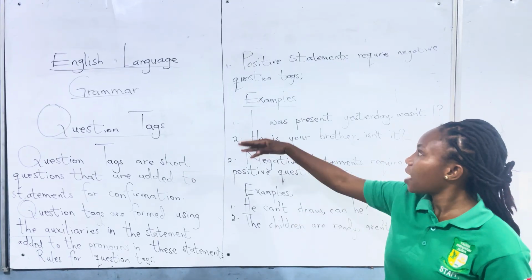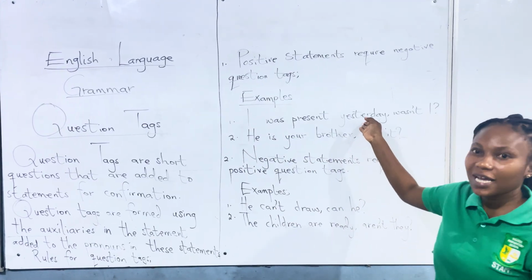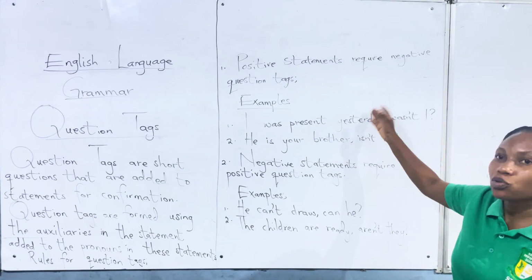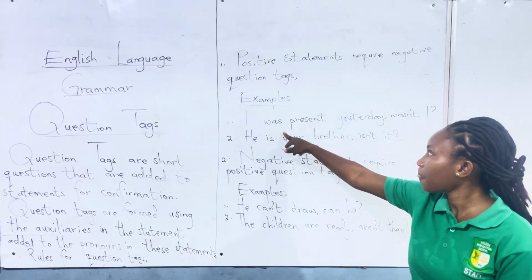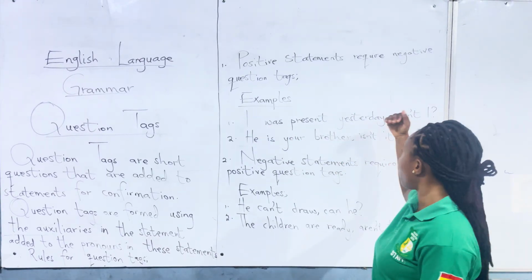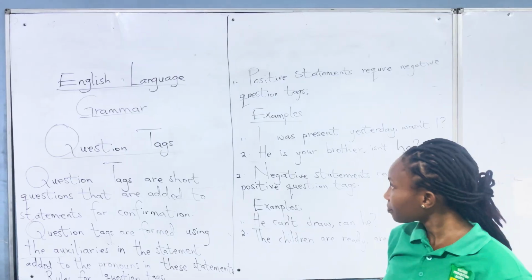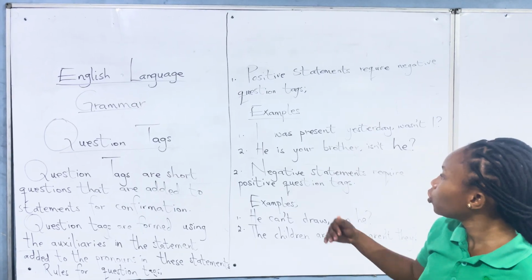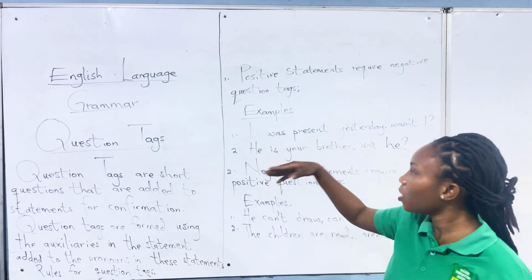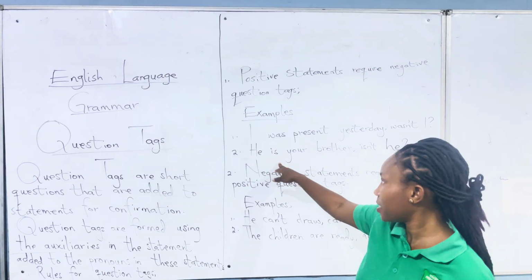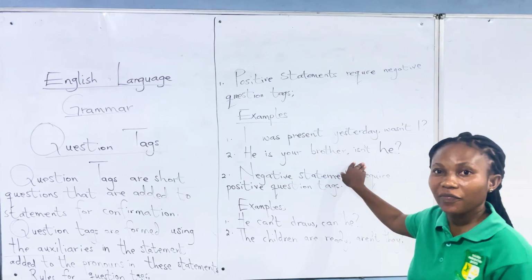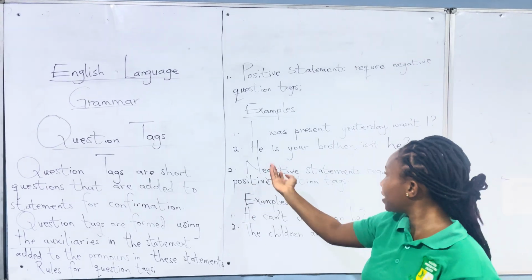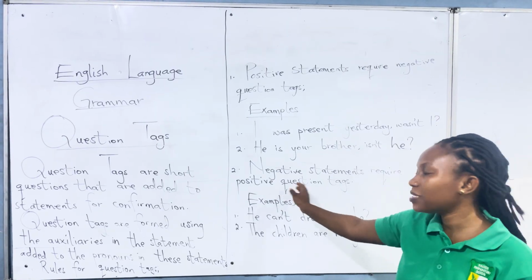So examples. Number 1, I was present yesterday. That's a statement or a sentence, how you are going to put it. I was present yesterday. So our auxiliary verb is was and our pronoun is I. So the question tag will be wasn't I. So we are looking at positive statements that require negative question tag. So he is your brother. Our pronoun is he and our auxiliary verb is. So we are going to contract the auxiliary verb in the negative form. So isn't he.